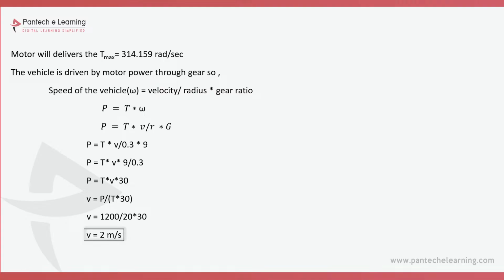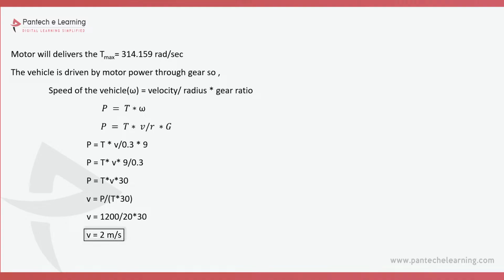We have known values: we know how much power is required, 1200 watts. The torque is 20 Newton meter. The wheel radius is 0.3. The gear ratio, how to choose it, is 9 to 1. We choose the gear ratio of 9 to 1.